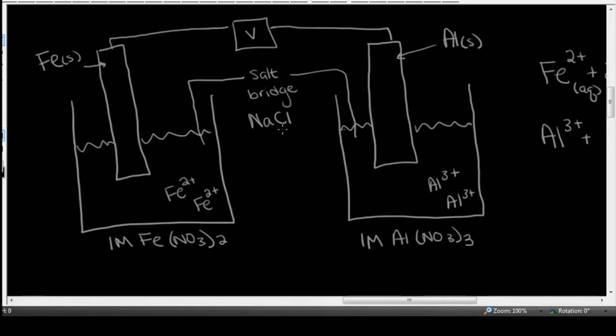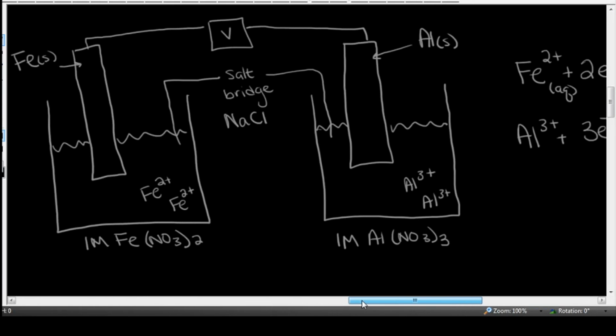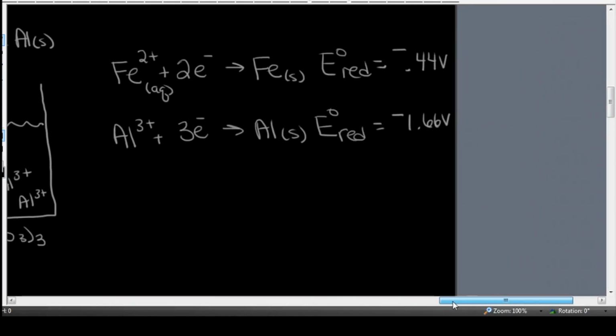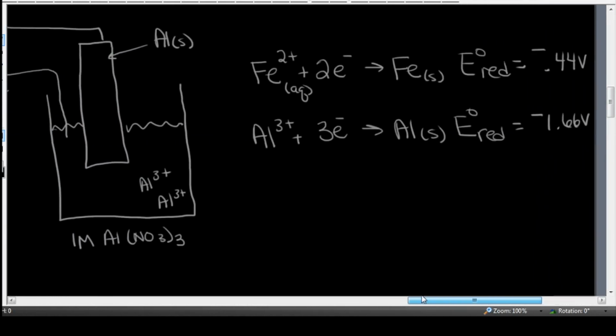And again, if you picked a different salt or if you picked different solutions of aluminum and iron, that's fine as long as they are 1 molar, because we're talking about standard reduction potentials here for this cell. And so now what I need to do is figure out which of these ions is going to gain the electrons and which of these metals is going to lose the electrons in this redox reaction. So to do that, I need to compare the reduction potentials of these two different metals.